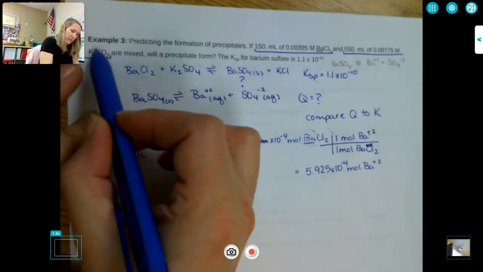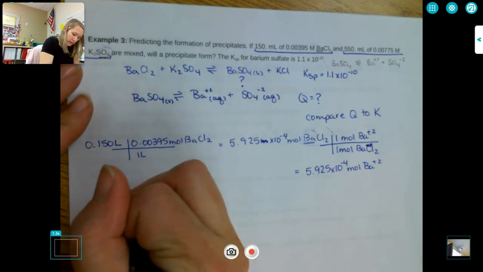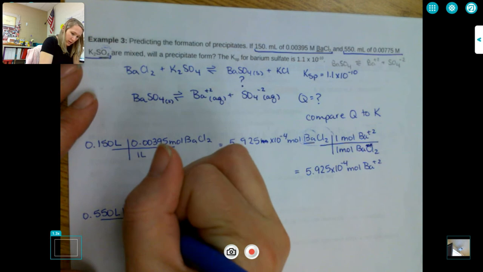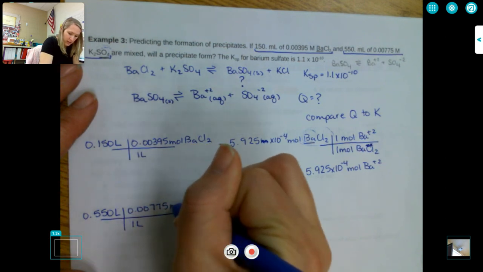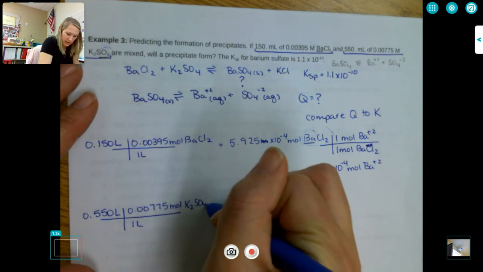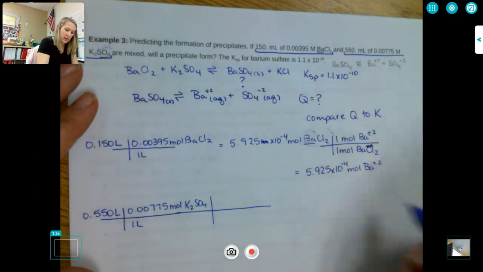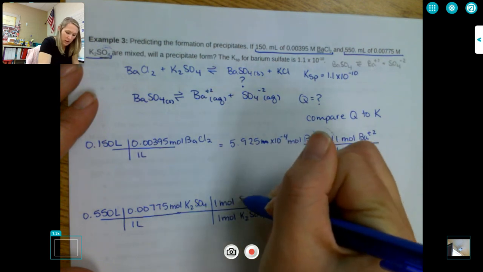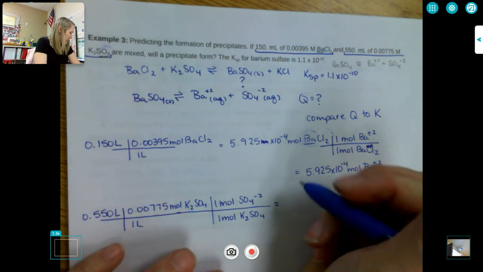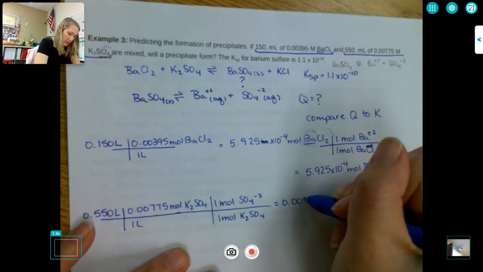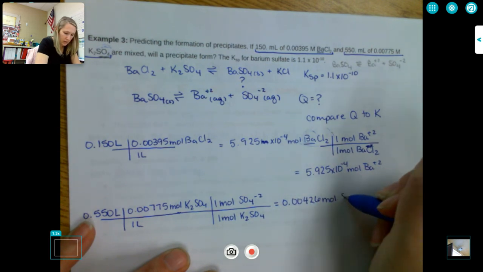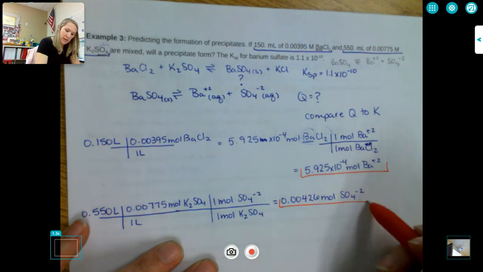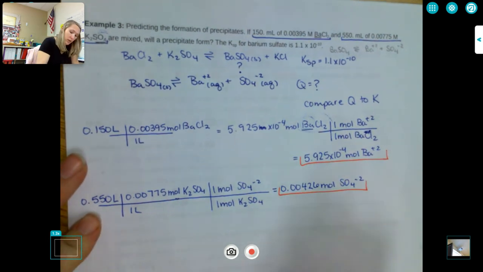For my other one, I want to look at how much sulfate I have. So 0.550 liters. My concentration of that, for every 1 liter, 0.00775 moles potassium sulfate. And I can just do my next one right away. For every 1 mole of potassium sulfate, I have 1 mole of sulfate ions. So when I do that, I get 0.00426 moles of sulfate ions. So now I know my moles of barium ions floating around and my moles of sulfate ions floating around.